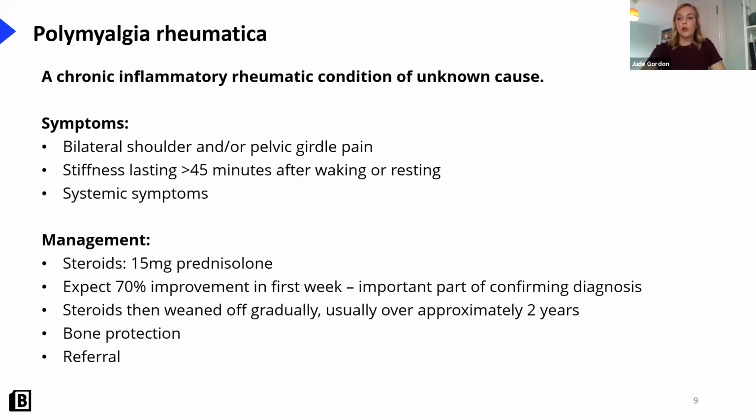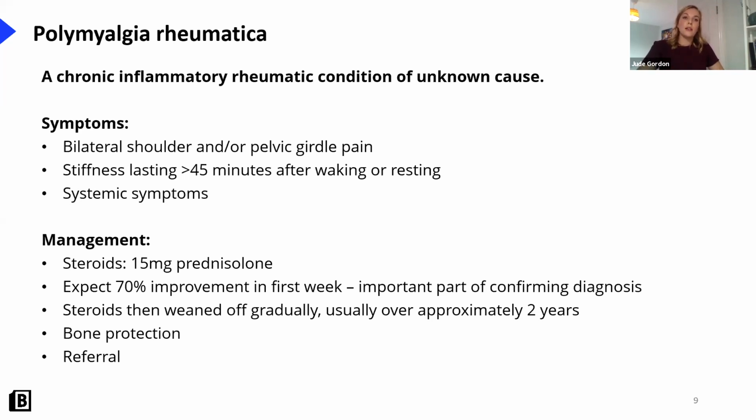So just to go into polymyalgia a little bit then. It's a chronic inflammatory rheumatic condition, and it's actually the commonest inflammatory rheumatic disease in the elderly population, so it's a key one to know about. It typically presents as bilateral shoulder and/or pelvic girdle pain, shoulder discomfort being the more common presentation. Usually associated with stiffness lasting at least 45 minutes, that's worse after resting, and particularly bad first thing in the morning. About half of patients also get systemic symptoms, so quite general, non-specific symptoms like mild fever, anorexia, and fatigue.